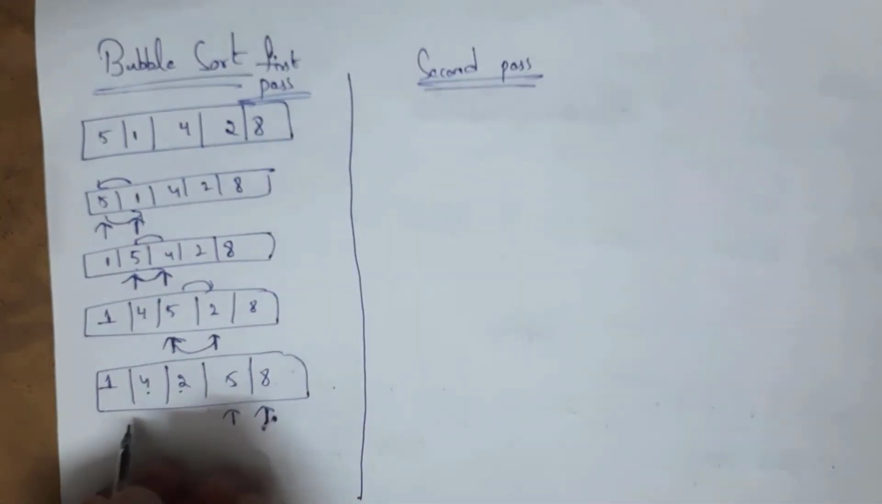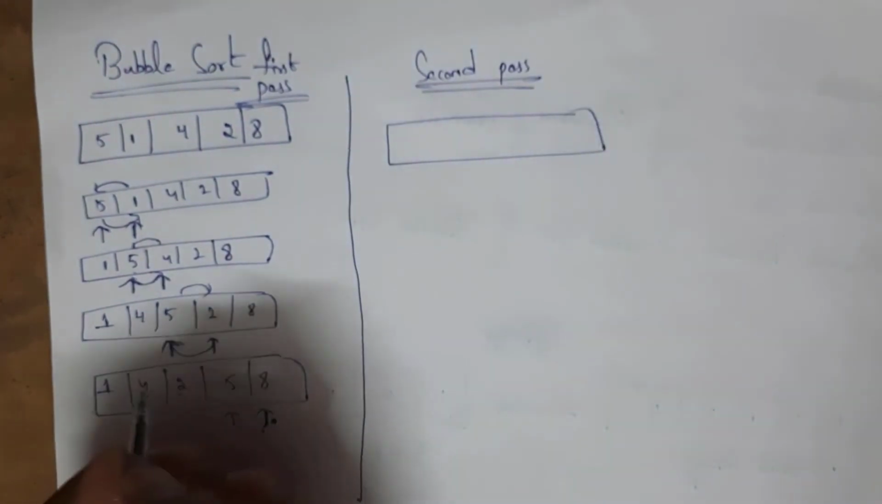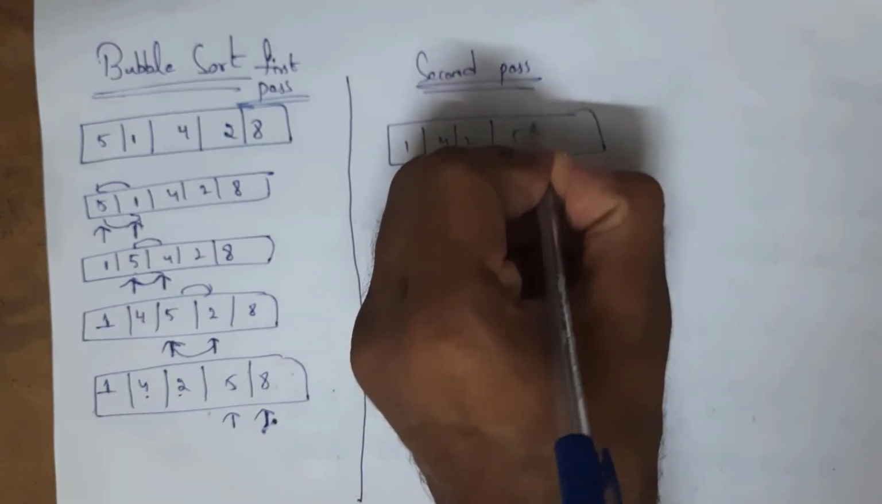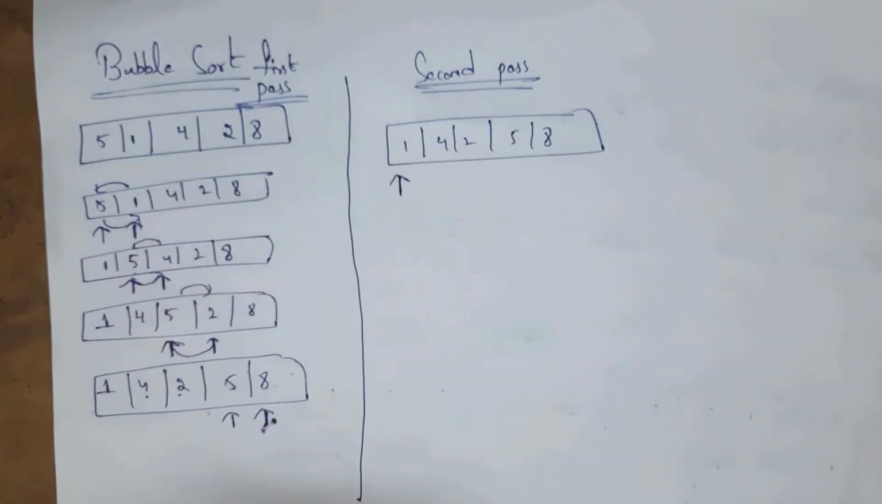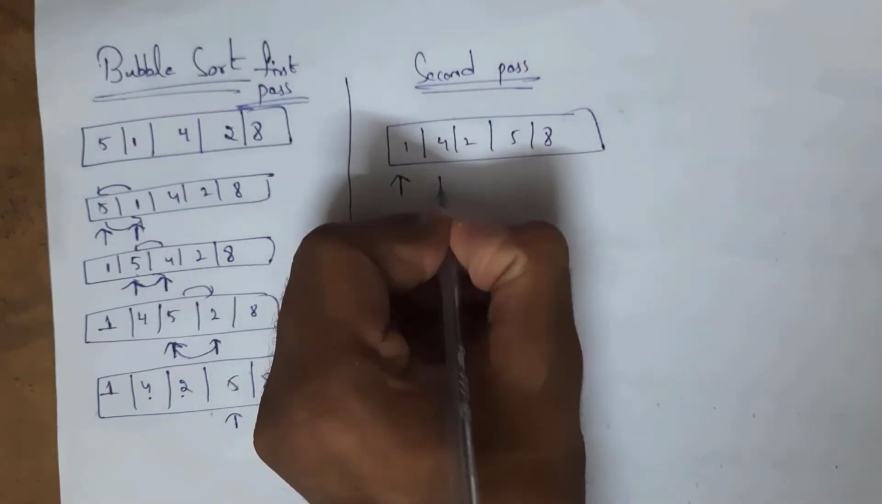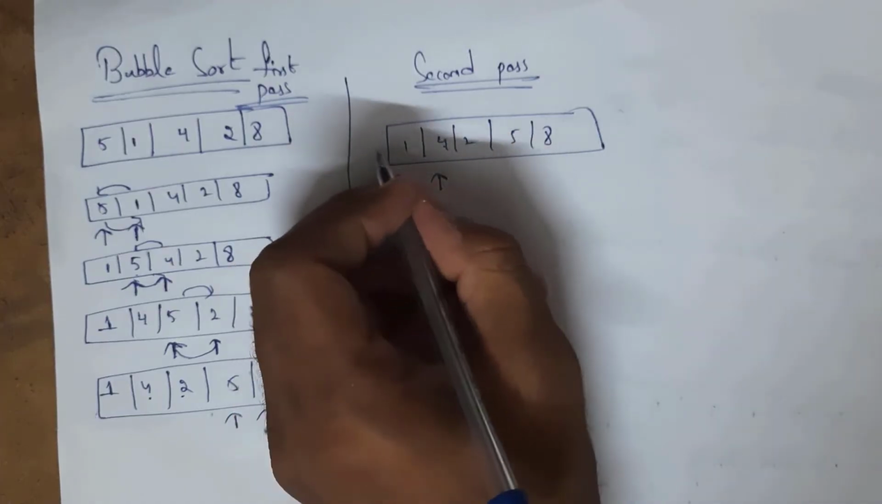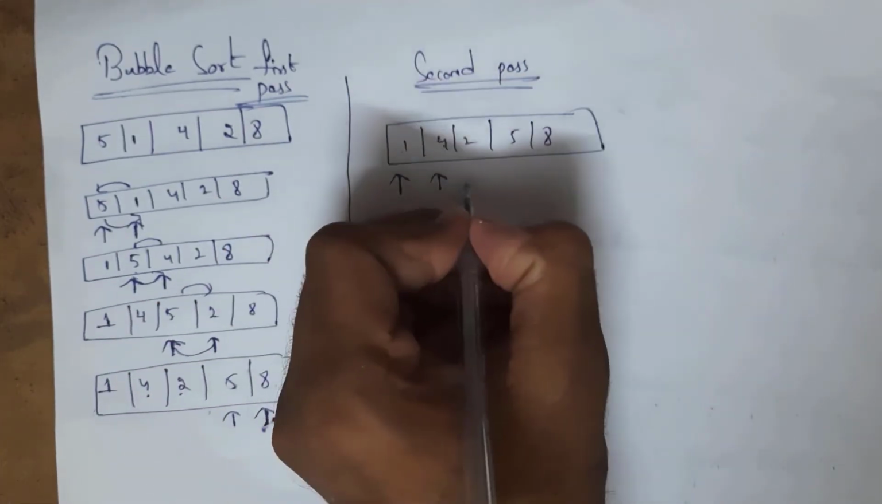This is the second pass. Write these elements here: 1, 4, 2, 5, 8. Again we should start sorting from the first. Move the cursor to the next position. 1 and 4 both are in correct order. So again move the cursor to the third position.